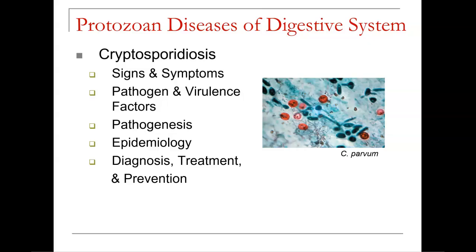Diagnosis is going to be the presence of oocysts in feces. Treatment is going to be supportive care like replenishing fluid and electrolytes. Prevention is good hygiene, avoiding consumption of contaminated food or water, and avoiding fecal exposure during sex.